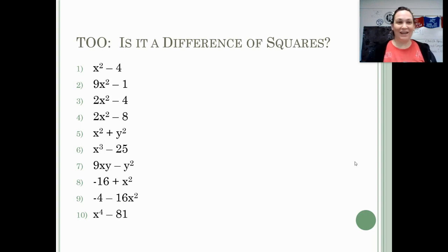Let's see how you did. So that first one is a yes. I know the square root of x squared. I know the square root of 4, and it's being subtracted. So perfect. The second one is also a yes.